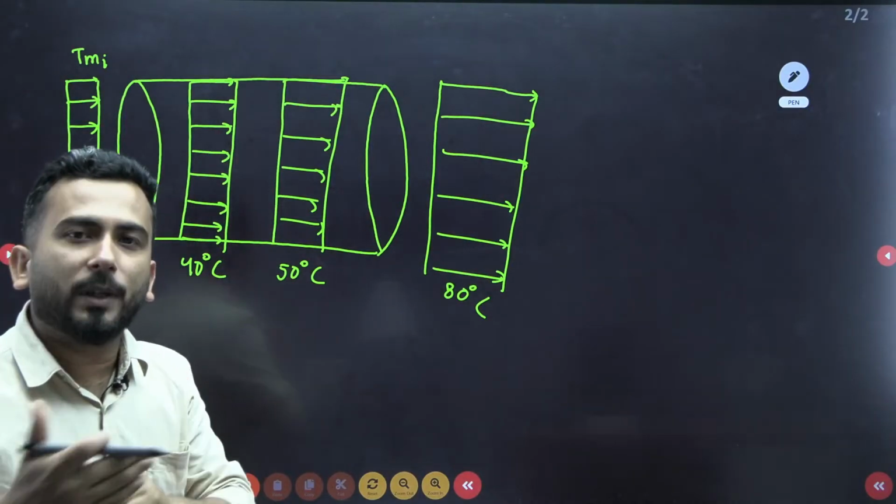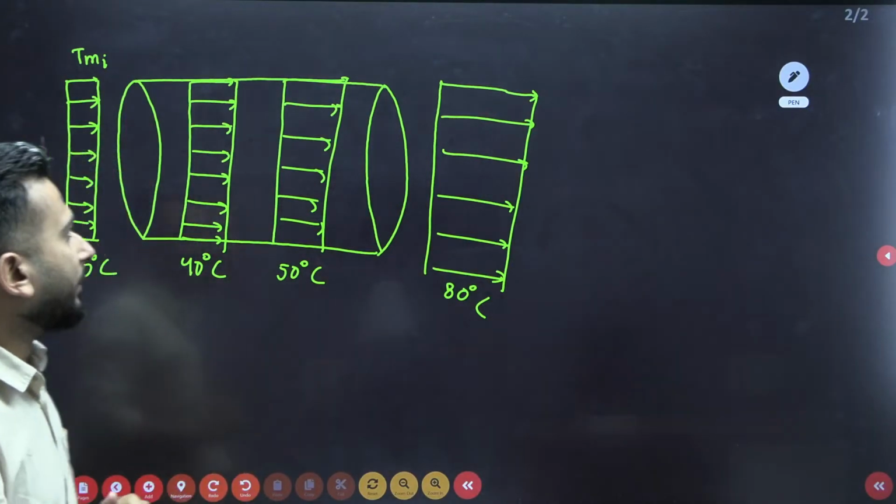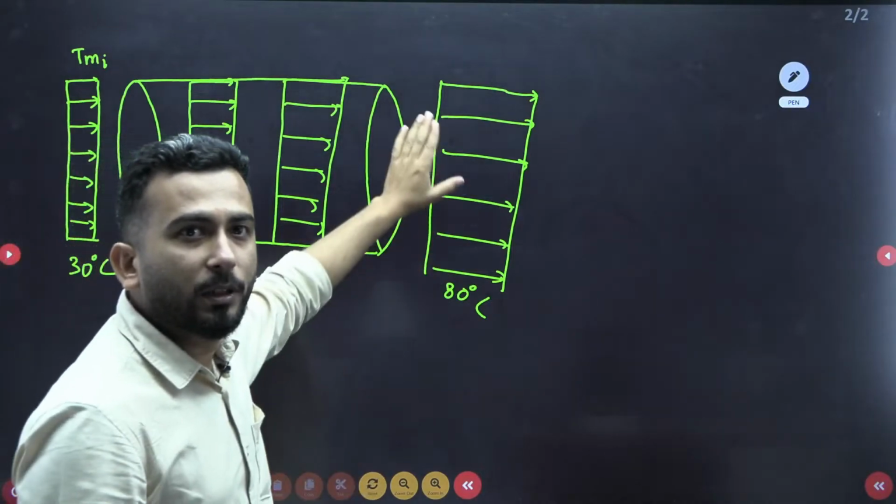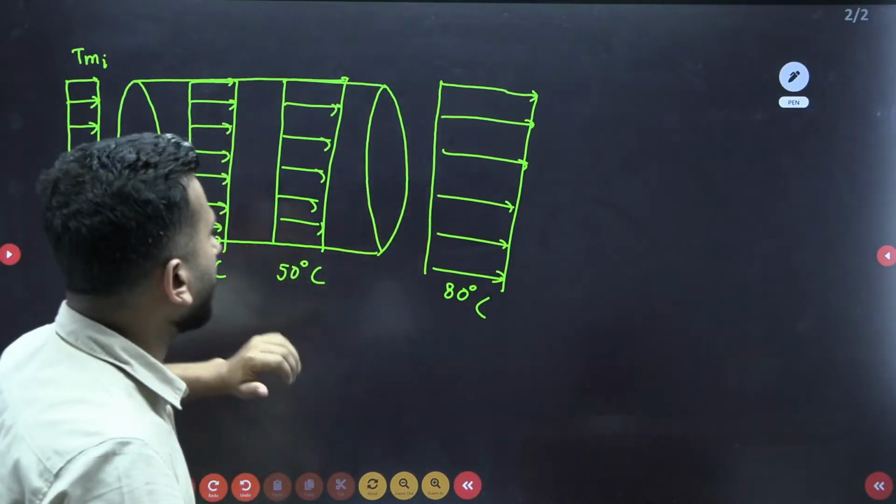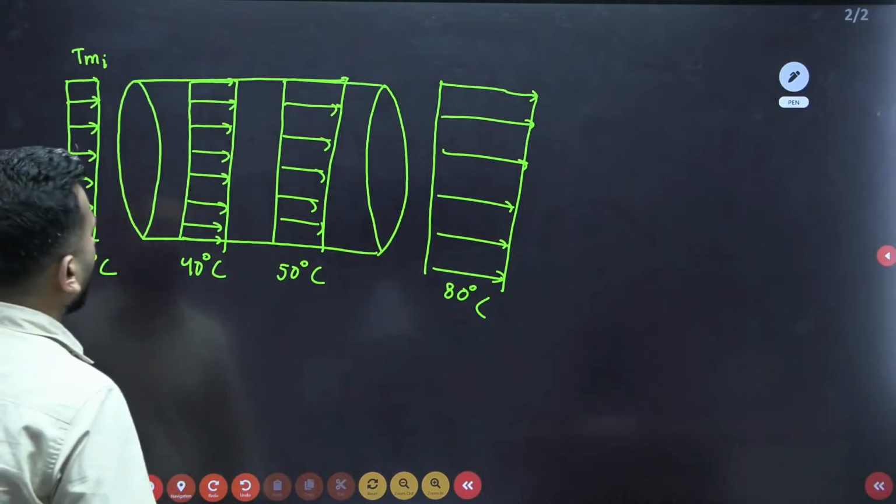How we are finding the mean temperature is a separate topic. Okay. So I think the lines have got a bit tilted, so don't focus on that. Focus on the concepts. Okay.